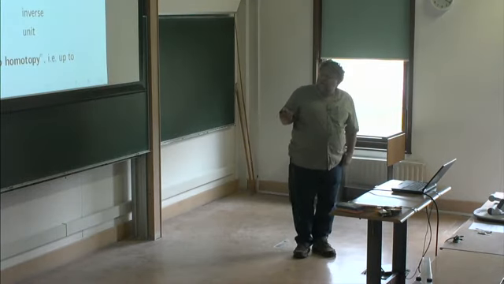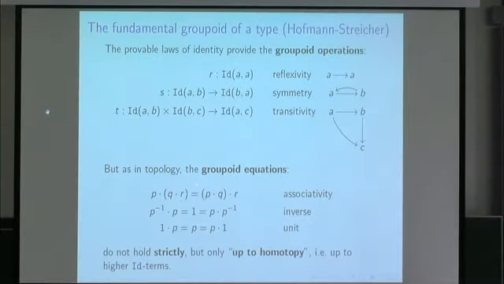What you also learned in your topology class is that those operations are not strictly a group. You have to mod out by homotopy. That is, you have to reparameterize the paths. Remember when you did that trick of composing paths by reparameterization, and then you had to prove that that makes the composition law associative. And that's exactly what goes on here inside the type theory.